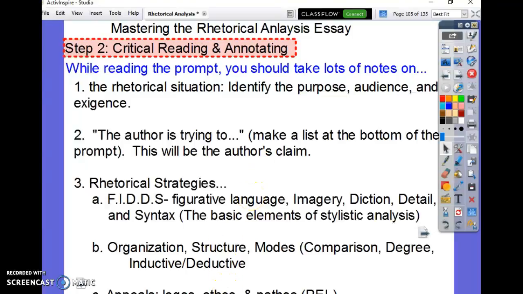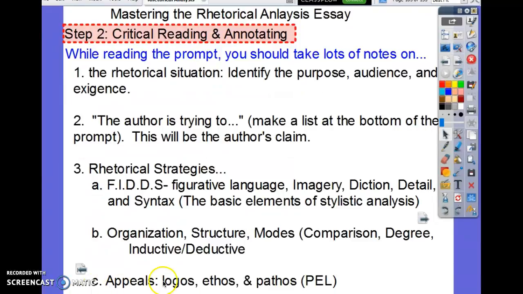The last thing to look at, and you can kind of see this, is the appeals. This is your logos, ethos, and pathos. Again, like you're going to write FIDS at the top of your paper, go ahead and write PEL for pathos, ethos, and logos, because that's going to help you control, is all of his evidence logic, facts, and statistics? Is it ethos, working on a shared belief that we have and perhaps arguing against that shared belief? Is it pathos? Is it an emotional appeal? Okay, so those are the things that you're going to be looking for as you are reading.